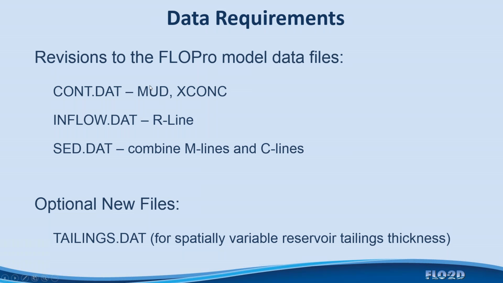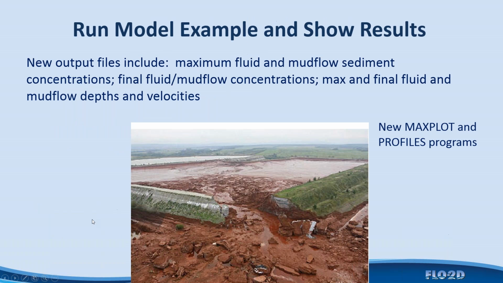I have to assign my mud equal to 2 for two-phase flow. I assign the concentration to some value here for the tailings, saturated or otherwise. I assign the R line, which I just showed you in the previous two slides, and then I combine some data for the M lines and the sediment concentration, sediment transport capacity lines here, and then this optional one if you needed it. So you run the model, and then when you do that, you get some new data files.